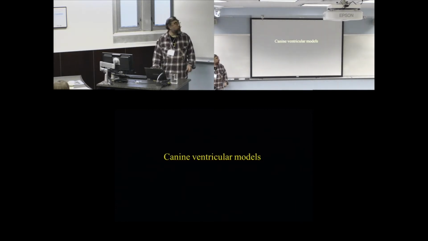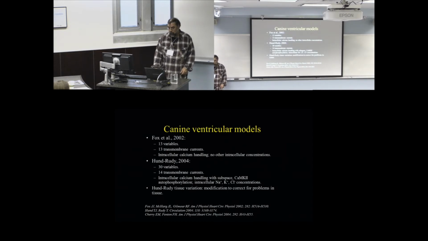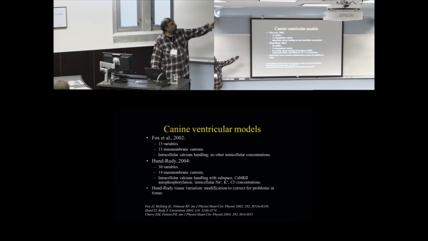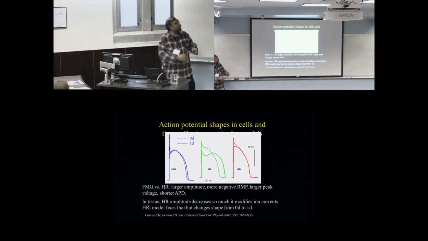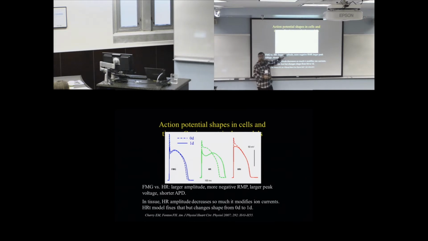The same thing happened, for example, with canine ventricular models. We can compare two of them, the Fox et al. model and the Hund-Rudy model. The Fox has 13 variables. The Hund-Rudy has 30 variables. We can do a similar analysis. The shape here is the main difference.